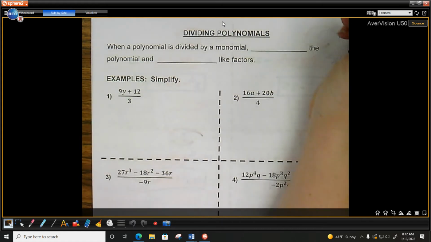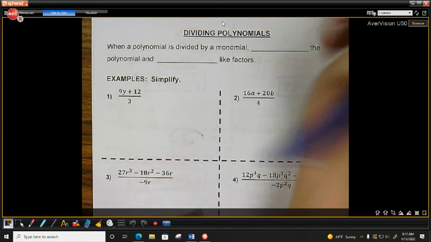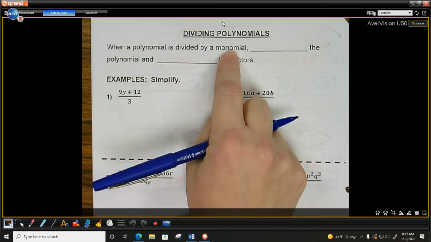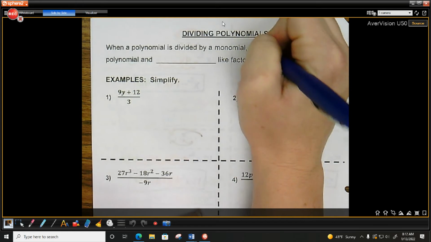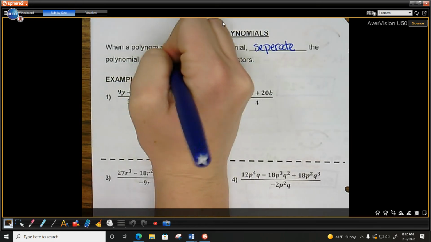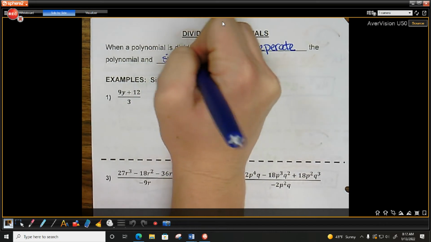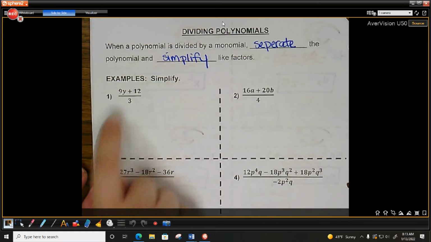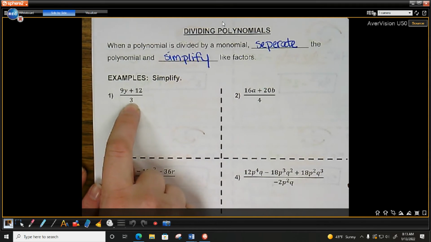When a polynomial is divided by a monomial, again, what does the word monomial mean? One term. So when we're dividing by one term, all you do is you separate the polynomial and you simplify like factors. So this is kind of what we ended last semester with, okay? Again, this only works if the denominator is a monomial, so one term in the denominator. Anytime I have a fraction, that's going to be the first thing I look at. Is my denominator only one term? Yes. So I can use this method.